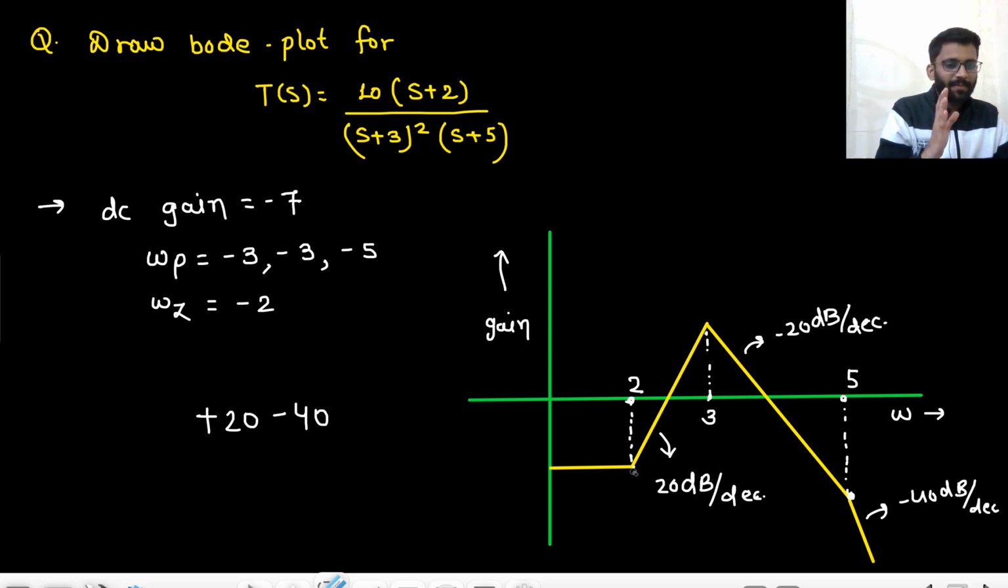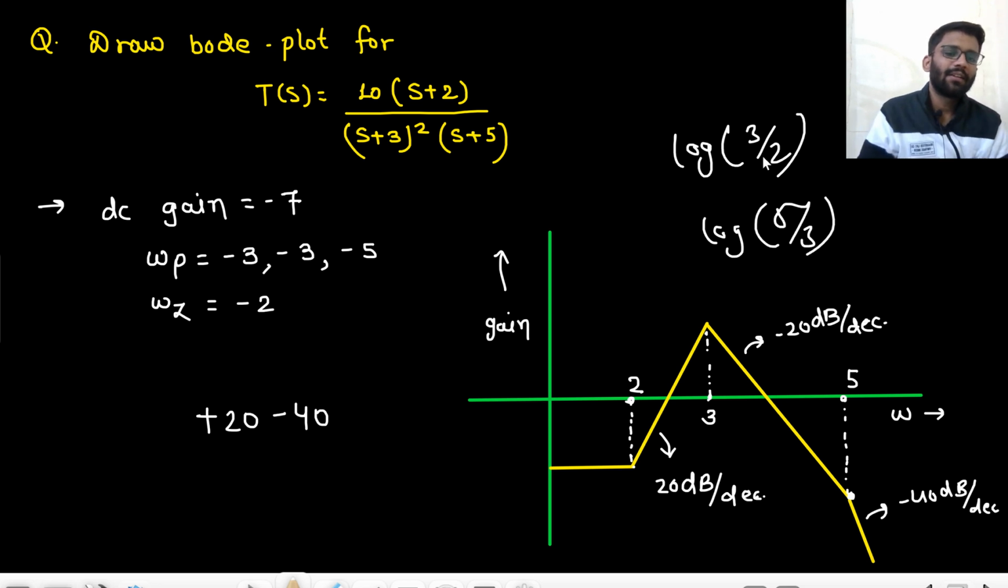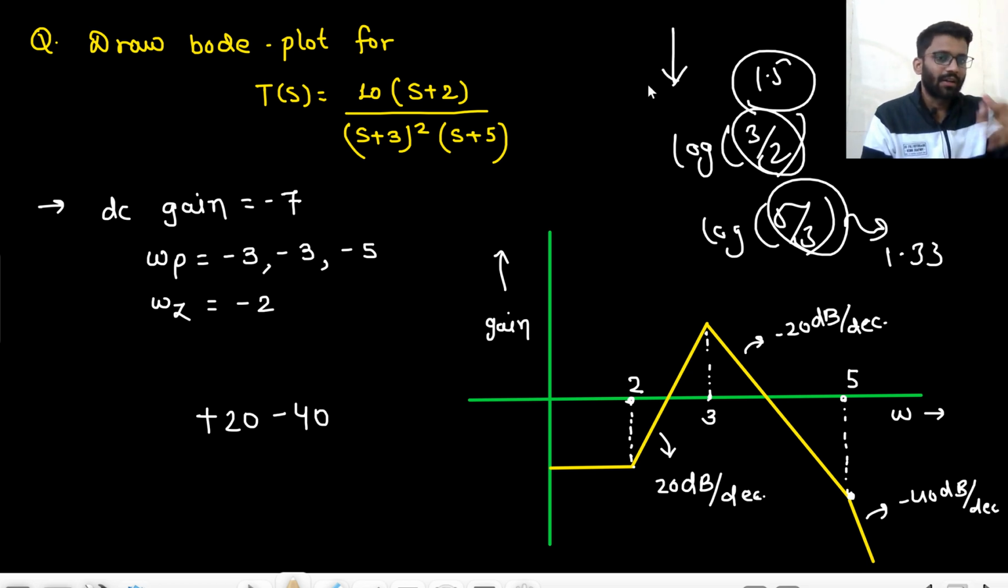Did you get it? From 2 to 3 I am going, that means in the denominator I am going to type log 3 by 2. And from 3 to 5 I am going, that means I am going to write log 5 by 3. Which value will be greater? This is 1.5, this is 1.33, I guess. So this value is greater. That means the upper value will be lower.